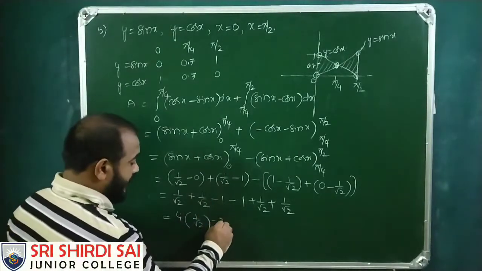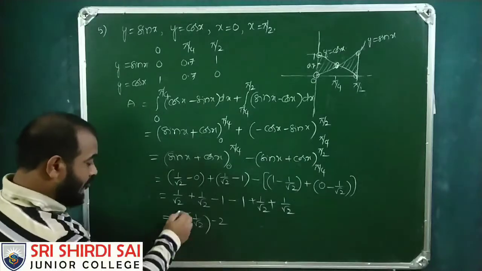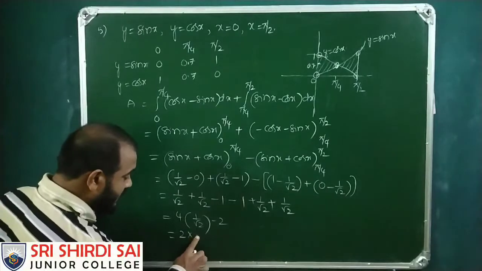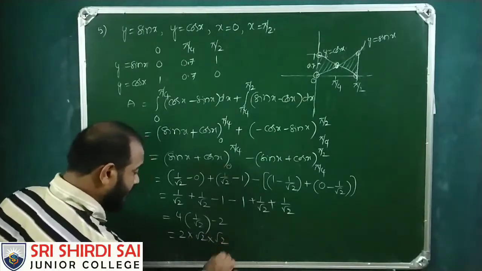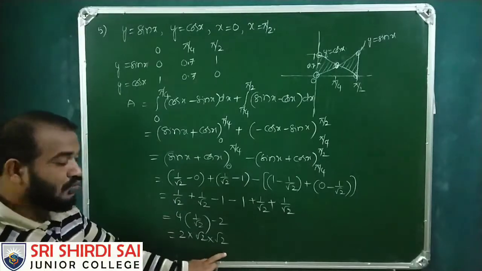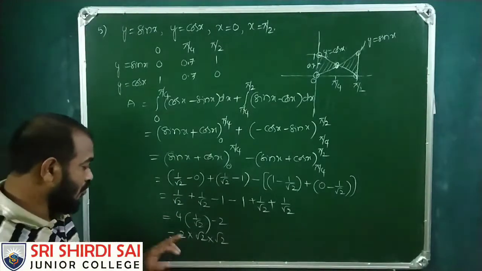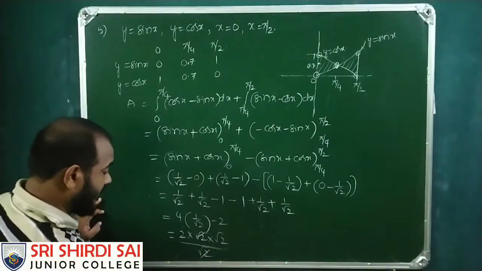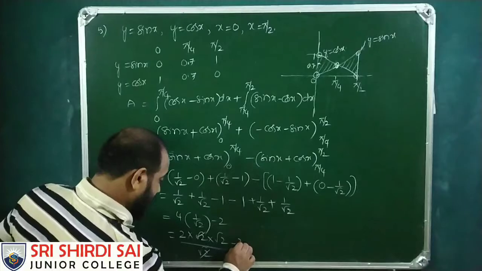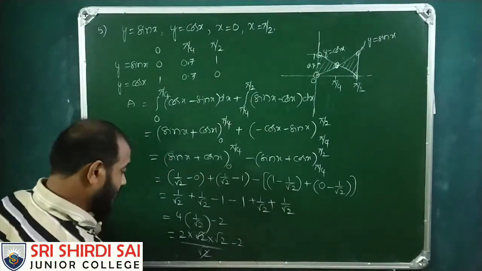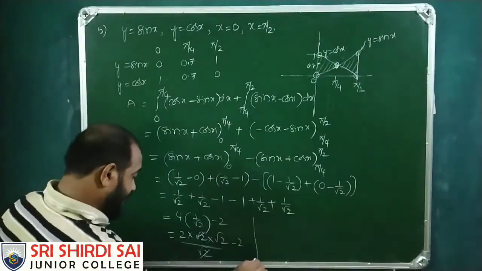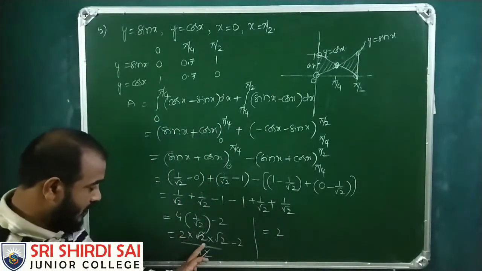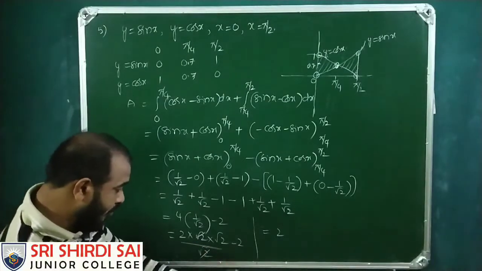Minus 1 minus 1, minus 2. So this is equal to 4 by root 2, where 4 can be written as 2 into 2, and 2 can be written as root 2 into root 2. So root 2 gets cancelled, minus 2. So here if I take 2 in common, then I get root 2 minus 1.